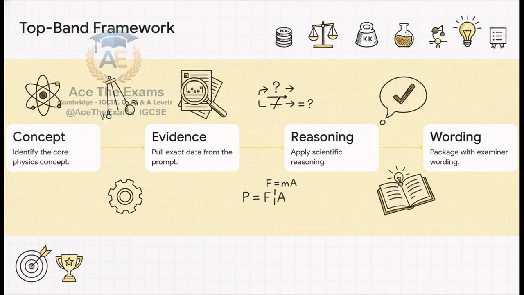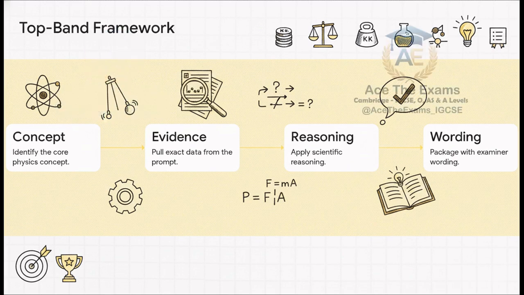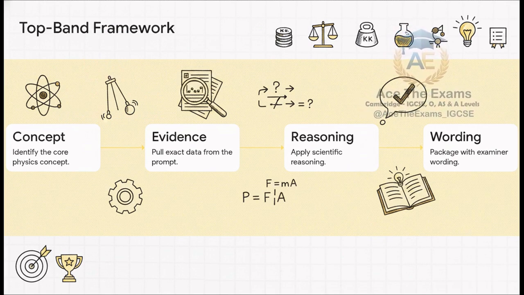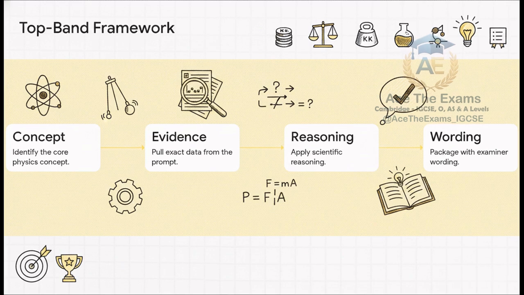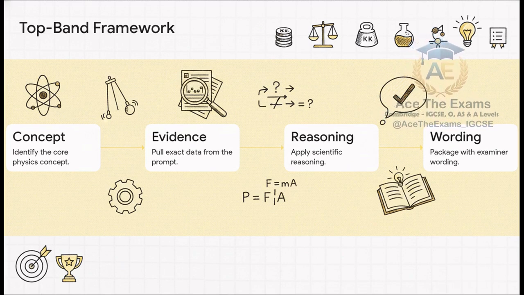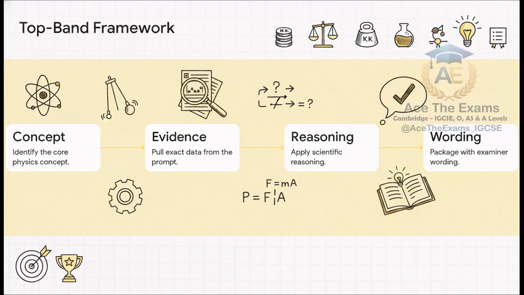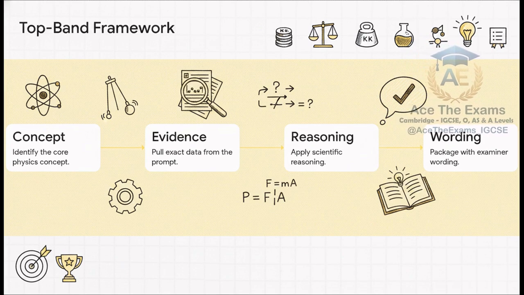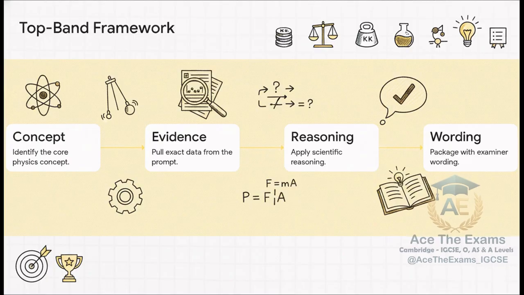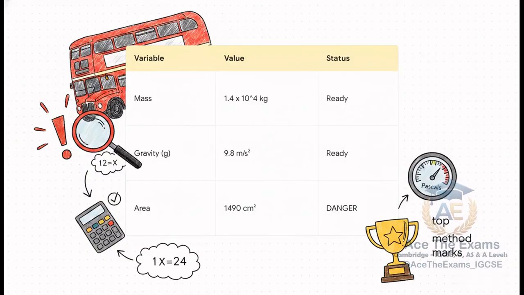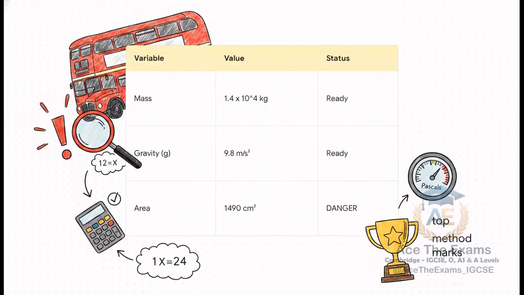Step 2, pull the exact evidence or data from the prompt. Step 3, apply your scientific reasoning to link that data right back to the concept. And finally, step 4, package it perfectly using examiner wording. When you apply this exact sequence, the exam transforms from a panicked rush into a simple game of spot the error. Let's actually apply the first 2 steps of our framework to that bus data we just looked at.